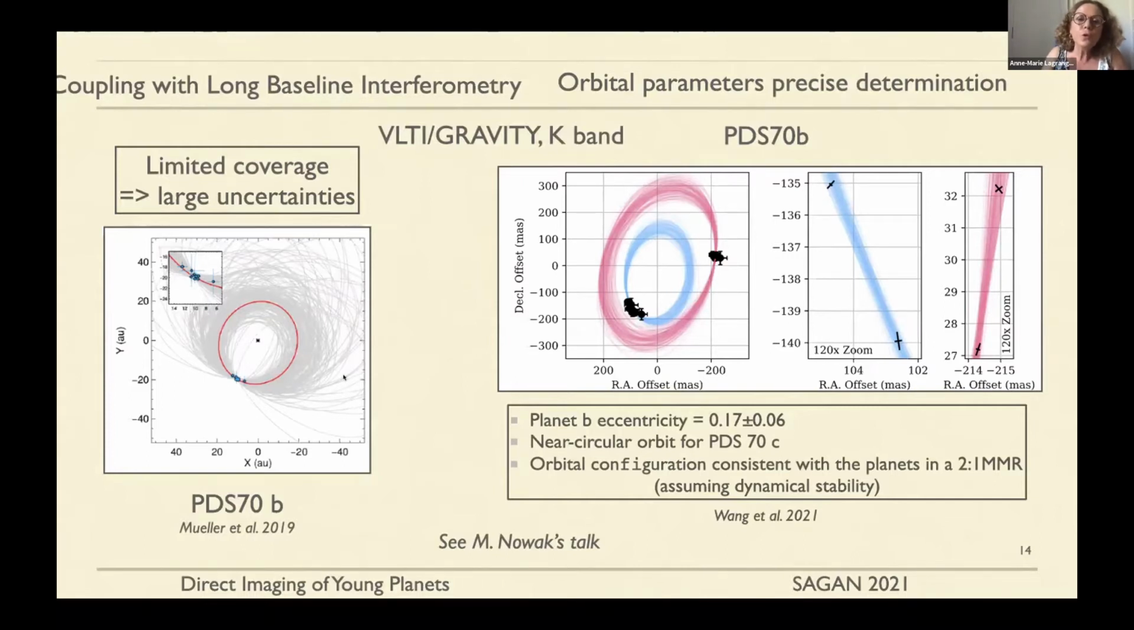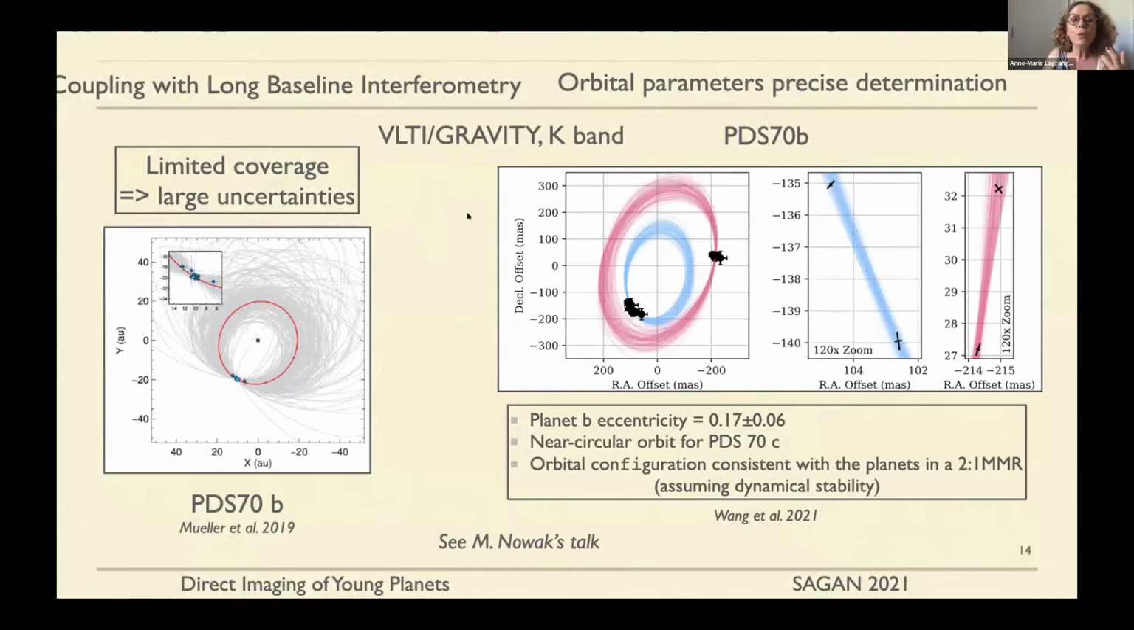Orbital parameters, of course, are the main parameters that you want to get once you have detected your planet. As we are talking about long period planets, it's difficult to monitor the planet around one full orbit. We can do that mainly only on beta Pic b for the moment. And you see here the example of possible orbits for PDS 70b using only direct imaging data.